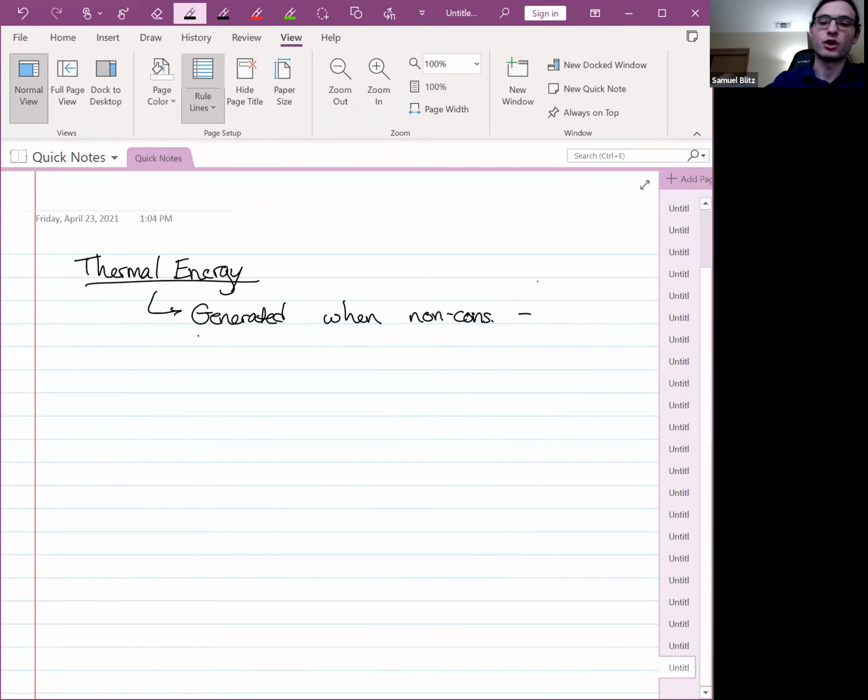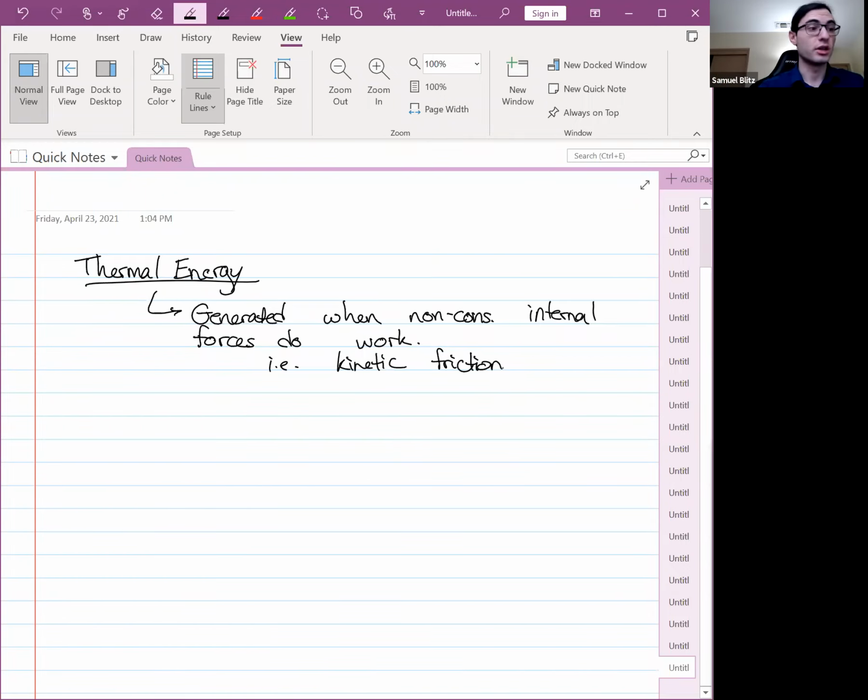Non-conservative, I should say internal forces. So the classic example is internal friction, or internal kinetic friction. And by the way, static friction generally doesn't do work, because, I mean, it can, but it doesn't often actually result in motion. Sometimes it can, but not most of the time.